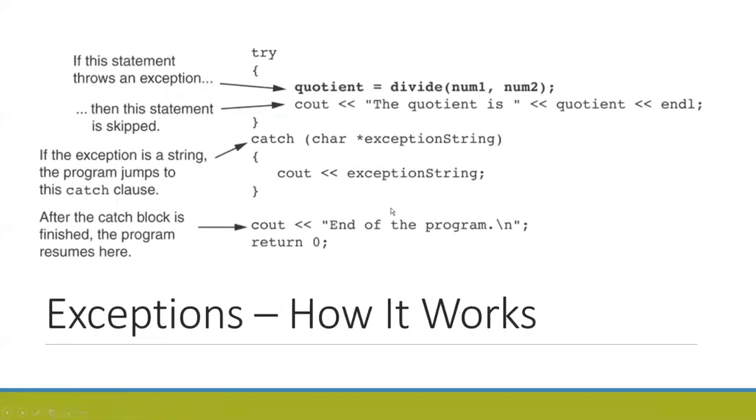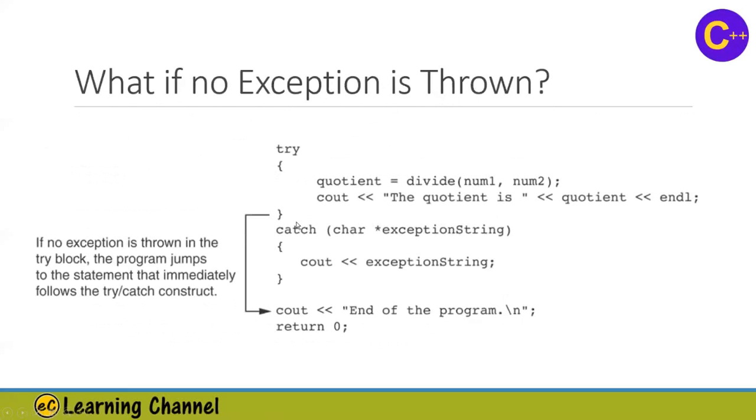So this is how the exception works. A statement throws an exception, then you check the catch blocks. If no catch block handles it, then the program terminates. Or the catch block may rethrow it to the upper level. That's also possible, and that's called rethrowing. And what if no exception is thrown? Then the program jumps to the statement that immediately follows the try-catch block. So basically nothing happens, it will just jump to here.